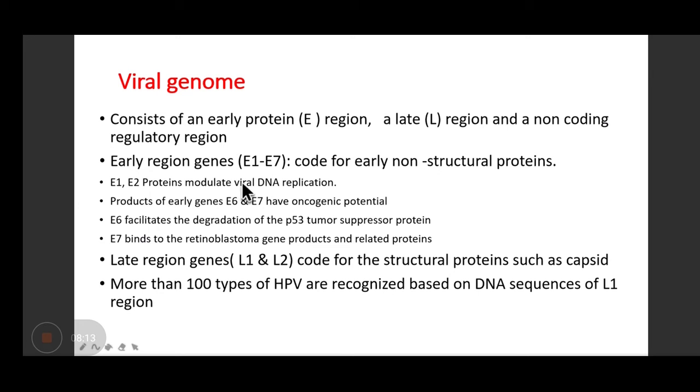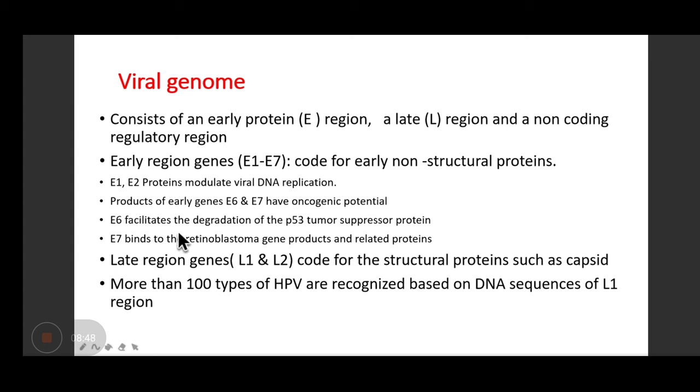E1 and E2 are involved in viral DNA replication. Then the products of early genes E6 and E7 have oncogenic potential. So this particular virus, HPV, has an oncogenic potential. Okay. You must know it. You must know the viruses which have this oncogenic potential. HPV is one of the viruses, and I'm sure you must have read about other viruses as well. You should know the list of the viruses which have this oncogenic potential.